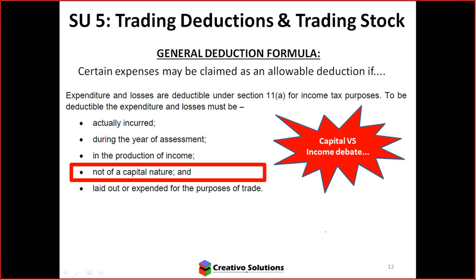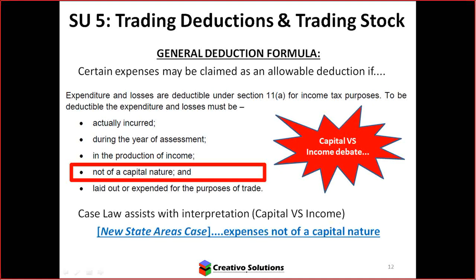So that's why with capital, the key is the tree and the fruit principle. Over here, they use the Newstead case. That's the popular one. Right, so with case law, capital versus income, you can talk about the Newstead case. And then just to summarize it, it looks at expenses not of a capital nature. So when you talk about this case, you can say this case assists in determining whether something is an expense that is income in nature or capital in nature. That's the big debate.